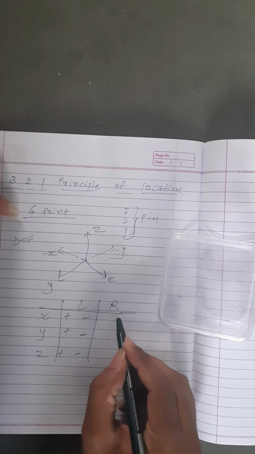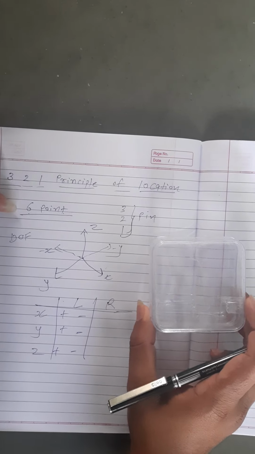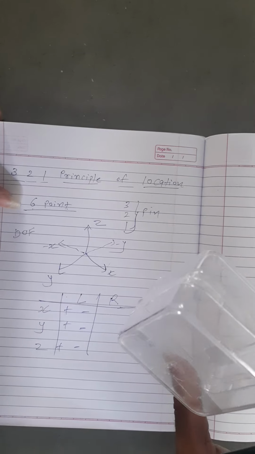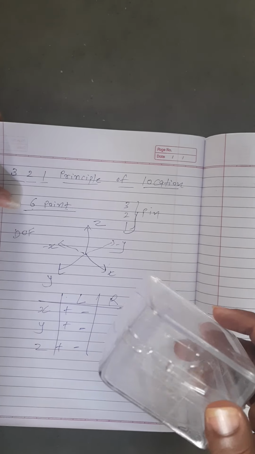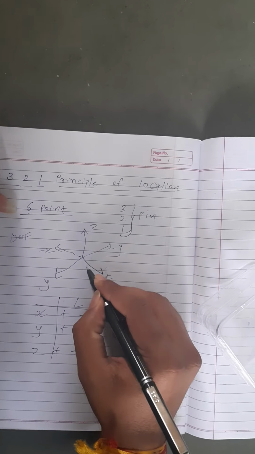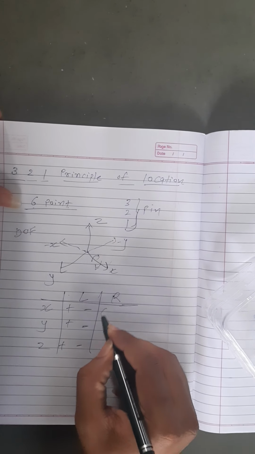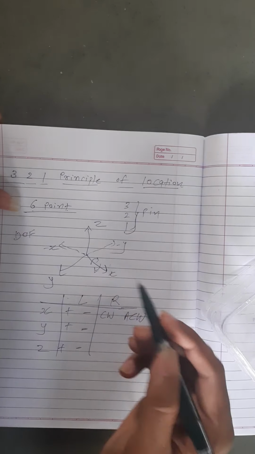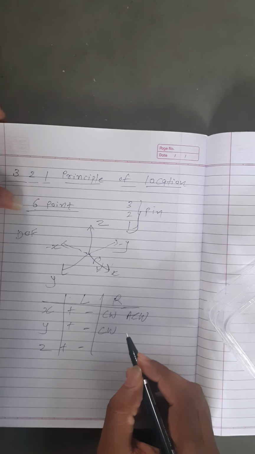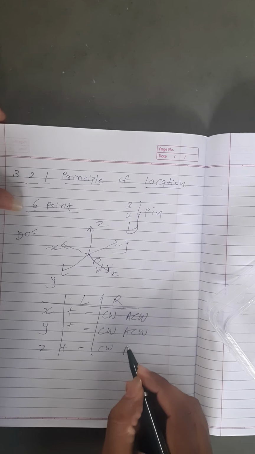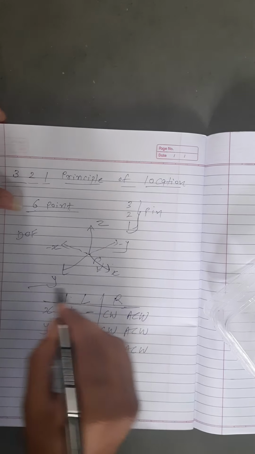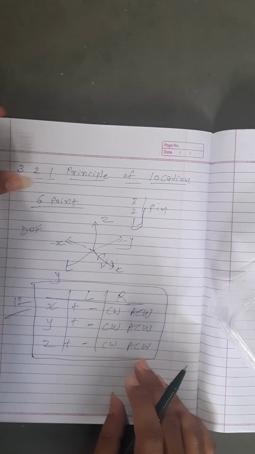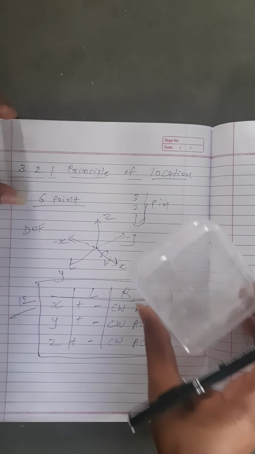Now for rotational. For the x direction, it can rotate about the x axis like this. Positive means clockwise direction and negative means anti-clockwise direction. Similarly for y and z, it can rotate clockwise and anti-clockwise. So there are 12 degrees of freedom which we have to restrict for a better machining process of this workpiece.